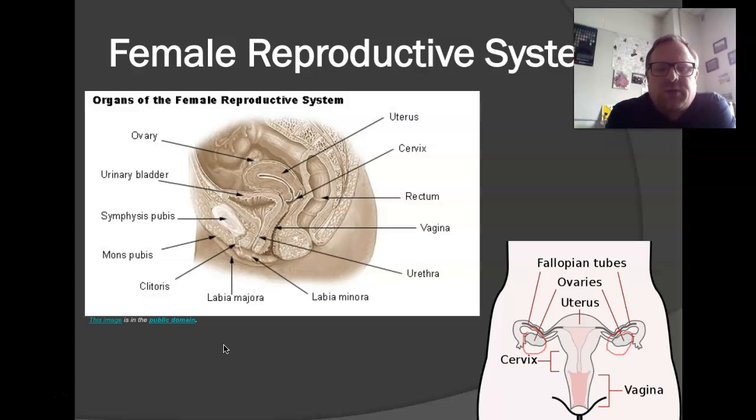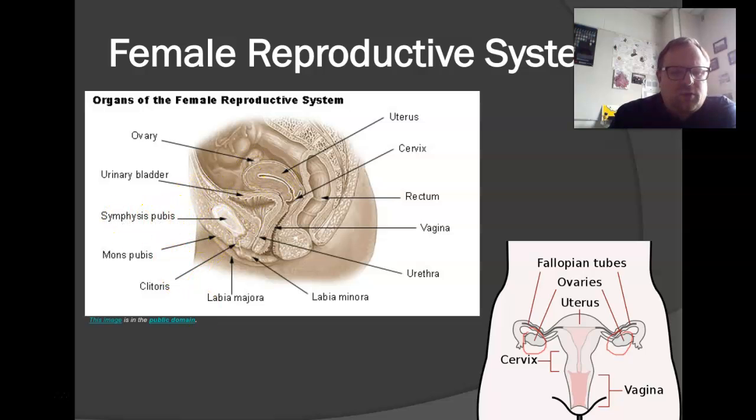And so you can imagine if you're carrying a child, and the child is growing larger and larger and larger, the bladder is going to be put under more and more pressure because of the close proximity to the uterus, which is that structure there.